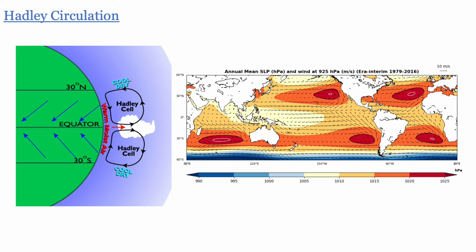This figure is from ERA-Interim showing the annual mean sea level pressure and 925 hectopascal wind circulation. It shows there are anticyclonic systems over subtropical regions associated with the Hadley circulation descending branch, and the 925 hectopascal wind shows clockwise circulation in the Northern Hemisphere and anti-clockwise circulation in the Southern Hemisphere. And these are known as the subtropical anticyclones.